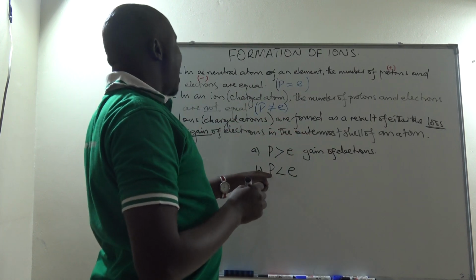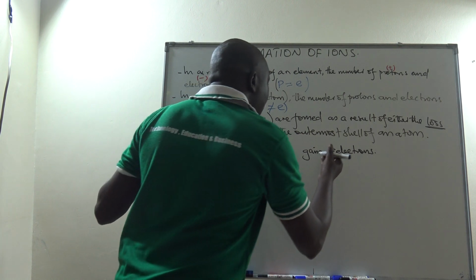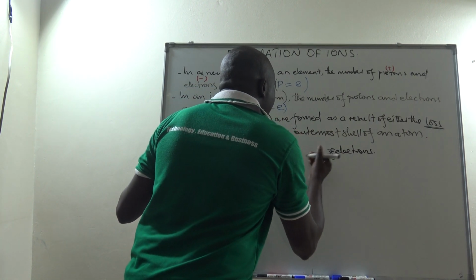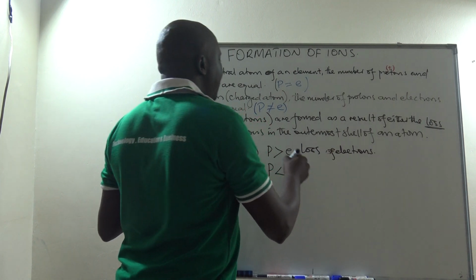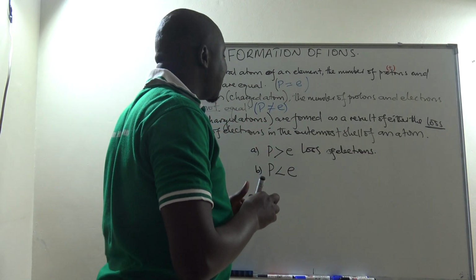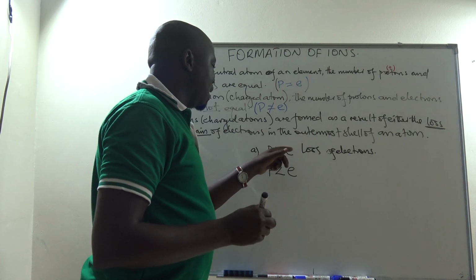Now, where protons are more than electrons, it means that there has been a loss of electrons. So if electrons are lost, the electrons become less than the protons. Protons become more than electrons.